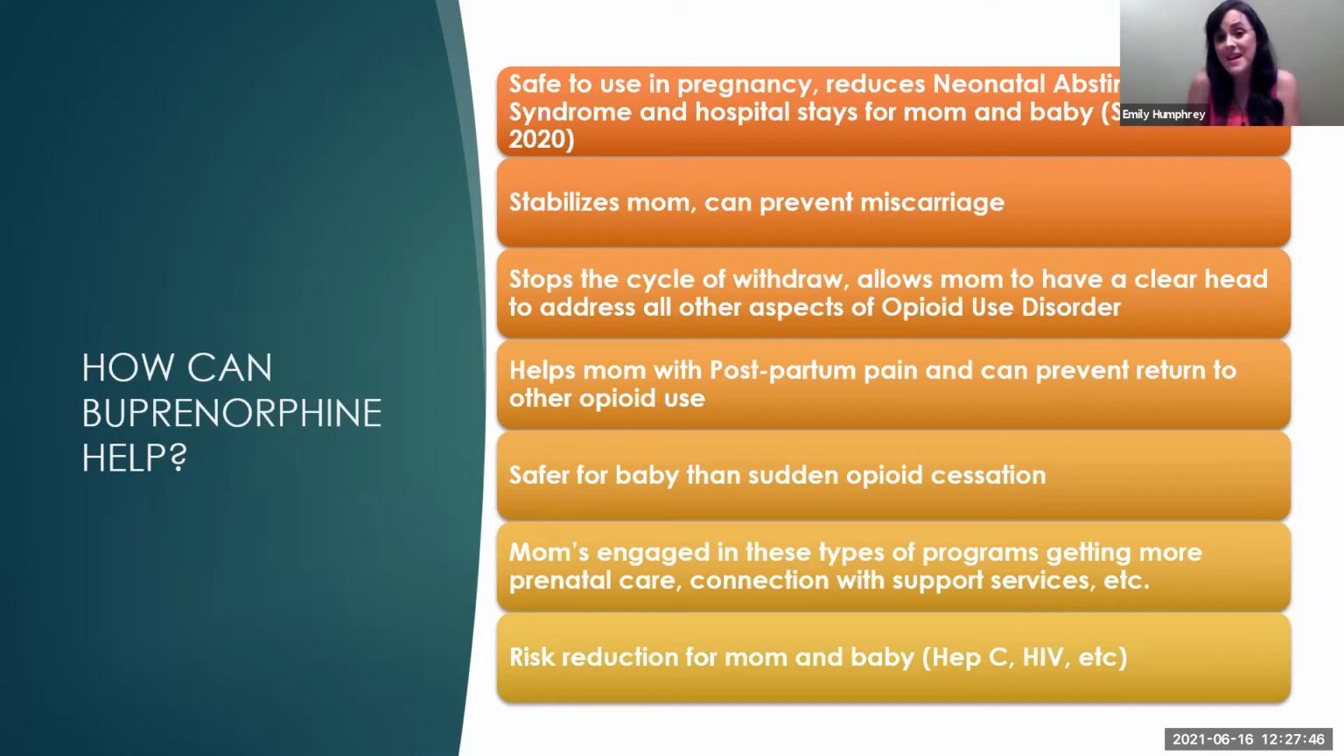It's safer for baby than suddenly stopping opioids altogether. It also helps moms engage in these types of programs and get more prenatal care and connection to services. And it also reduces the risk for mom for all those other things we talked about, for HIV and hepatitis and so on.